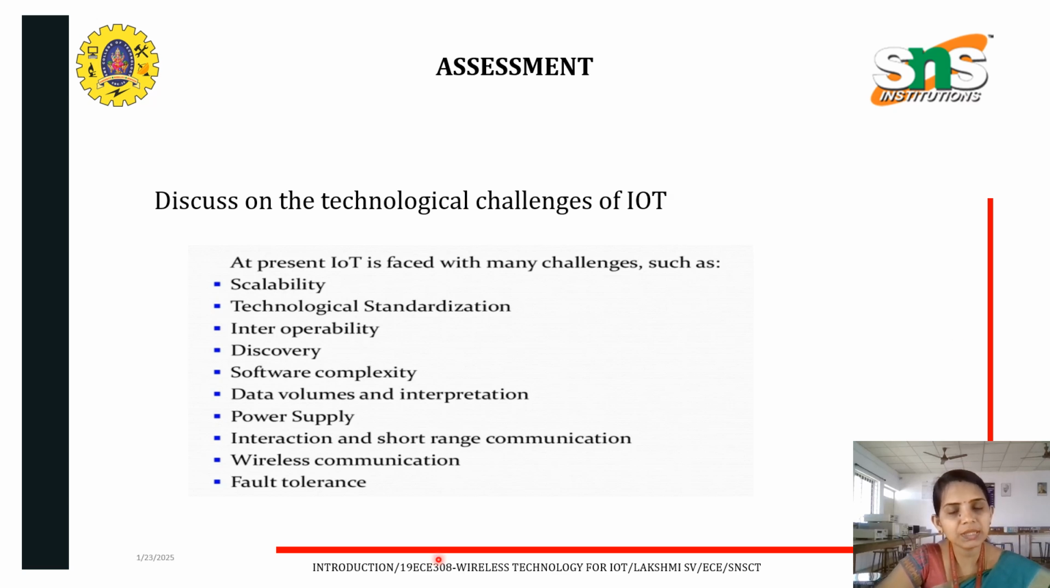Today's session discussed the technological challenges of IoT. As we have already discussed, scalability, standardization, interoperability, power supply, software complexity, fault tolerance, and security are all the major technological challenges of IoT.